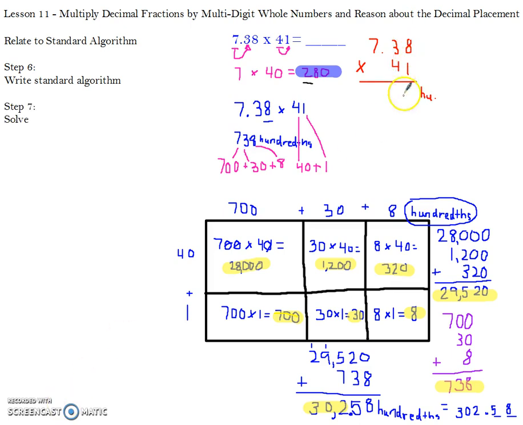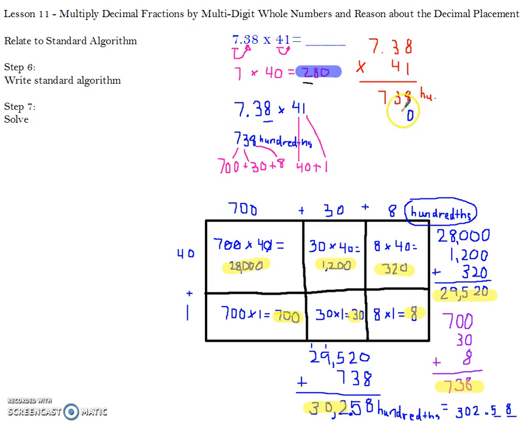So 1 times 8 is 8. 1 times 3 is 3. And then 1 times 7 is 7. Then I'm going to move on to multiplying by my 4. And remember that this 4 is not 4, it's actually 40. And so we want to show that by having our 0 down here to show that our answer is in tens. Then we can multiply.